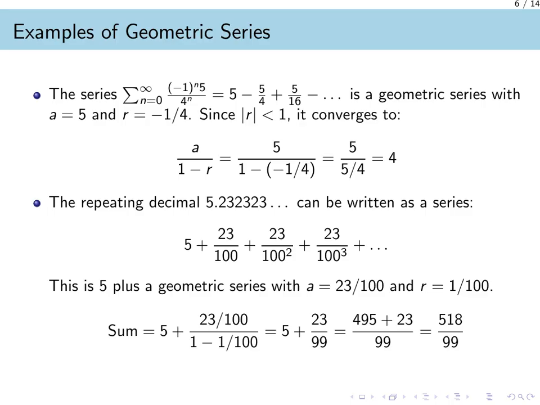Finally, we add this result back to the integer part we set aside at the beginning. The original number is therefore equal to 5 plus 23 over 99. Combining these into a single improper fraction gives us 518 over 99.